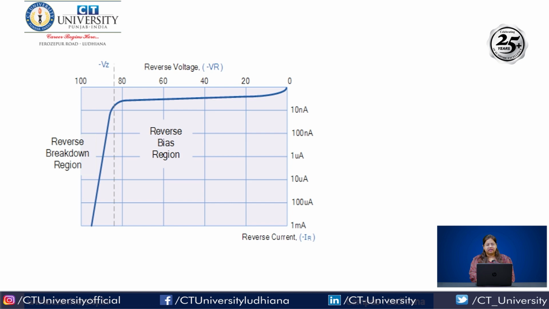This is the reverse characteristic curve for the reverse biased voltage. Reverse bias voltage and reverse current are shown in this direction in this diagram. At Vz we have the reverse breakdown region.